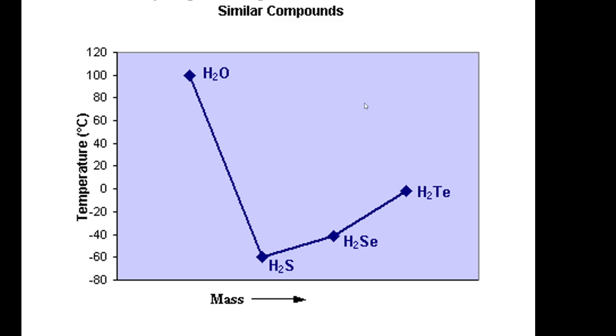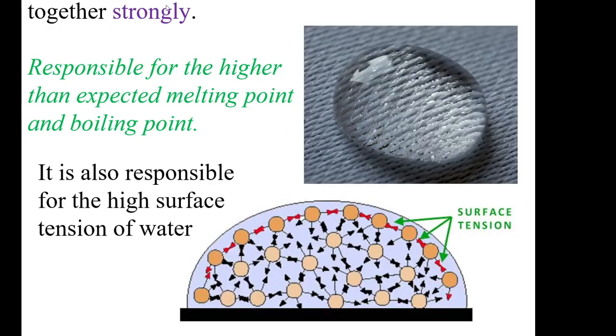Again, it's the strength of those bonds. Hydrogen bonding holds water molecules together very, very strongly. It's responsible for this higher than expected melting point and boiling point. It's also responsible for the high surface tension of water. You guys have seen this, a drop of water on something and the way it just beads and stays together. Those intermolecular forces are pulling those outside molecules towards the middle and create this little dome of water.